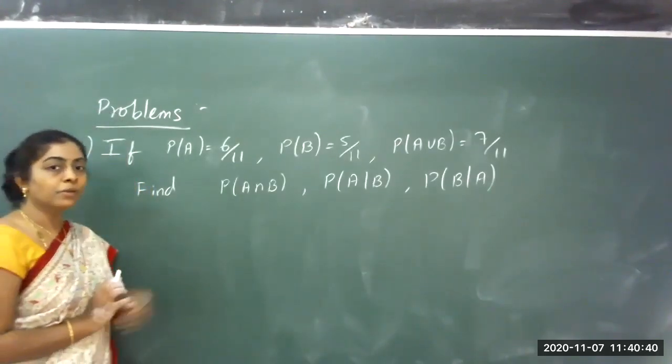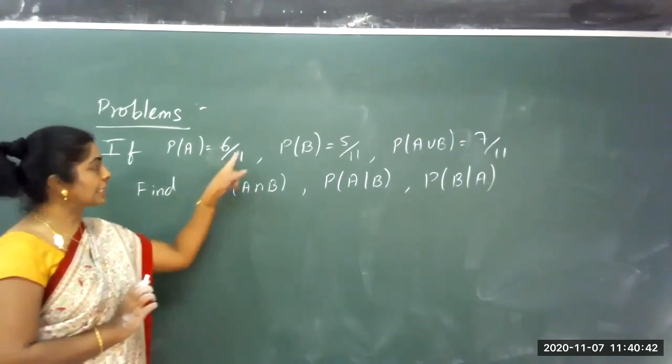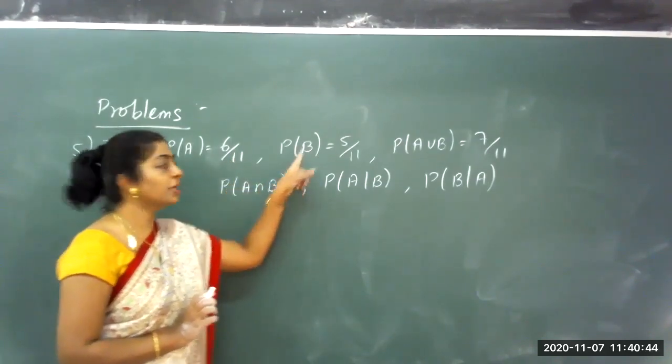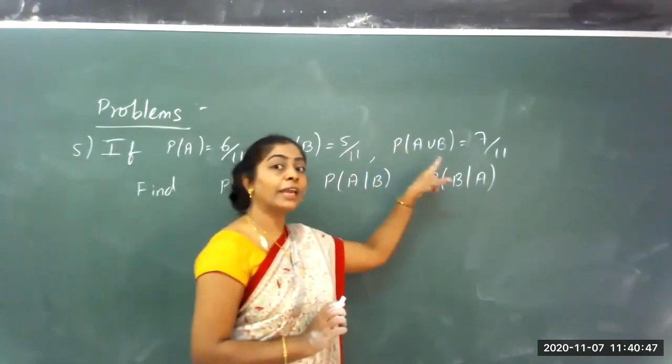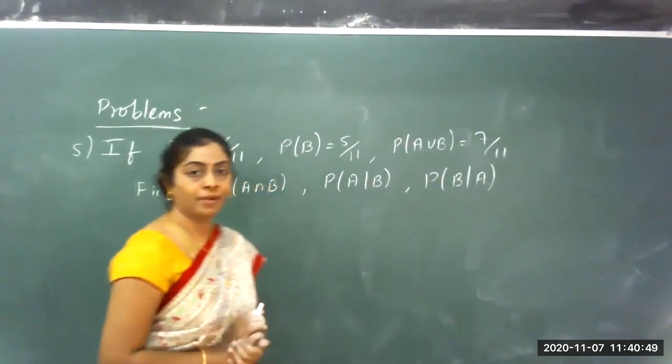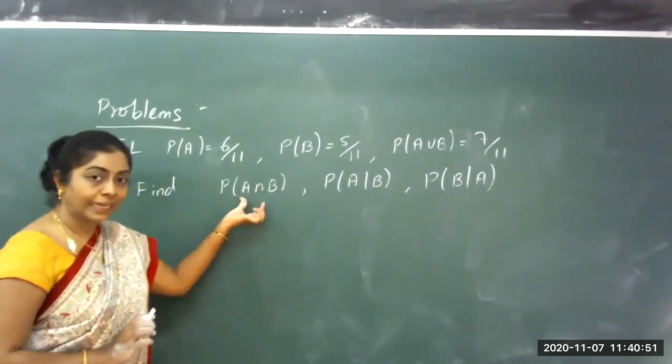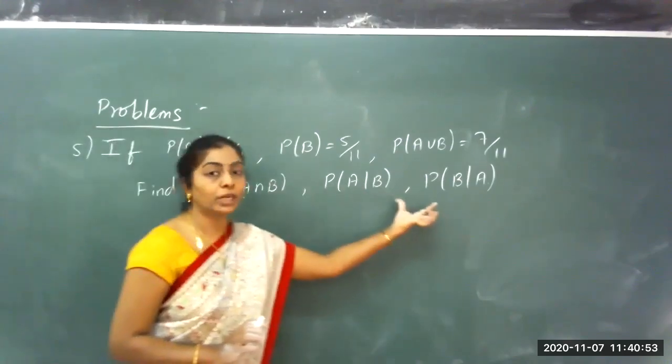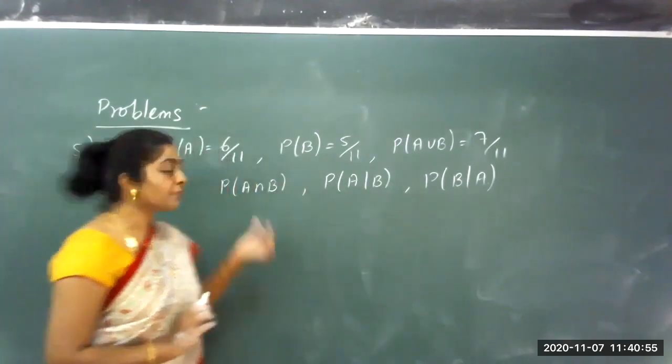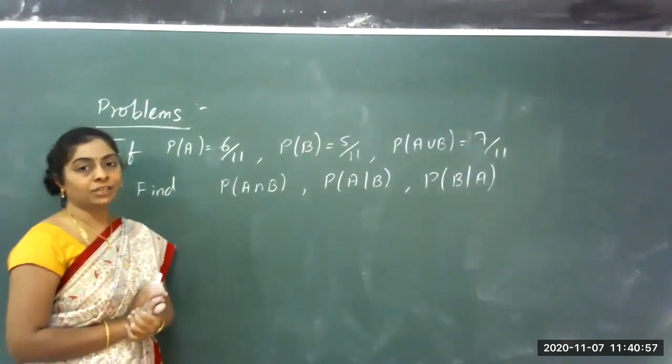The next problem: if probability of A is 6 by 11, probability of B is 5 by 11, and probability of A union B is 7 by 11, find probability of A intersection B, then two conditional probabilities. Let us first obtain probability of A intersection B.